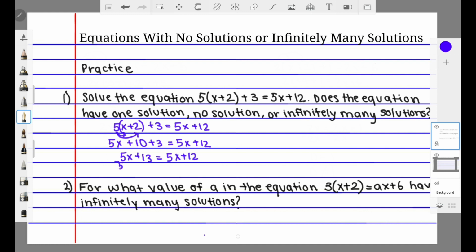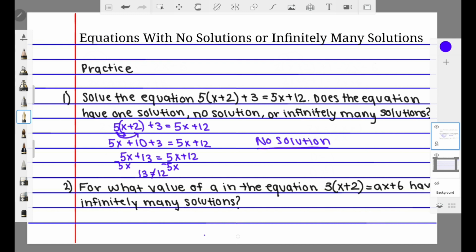All right, let's get rid of the 5x's on either side. And we have 13 is equal to 12. Obviously not correct. Therefore, this one you should have gotten no possible solution.